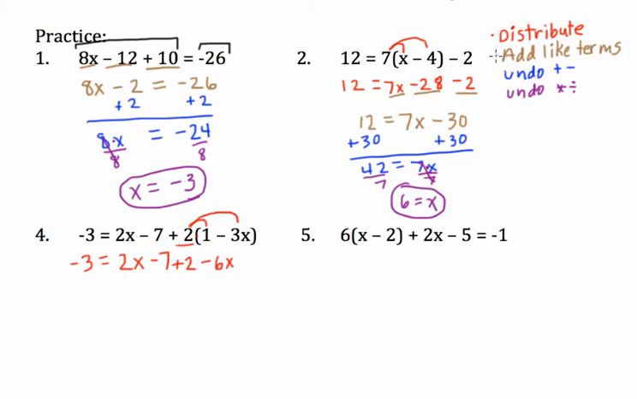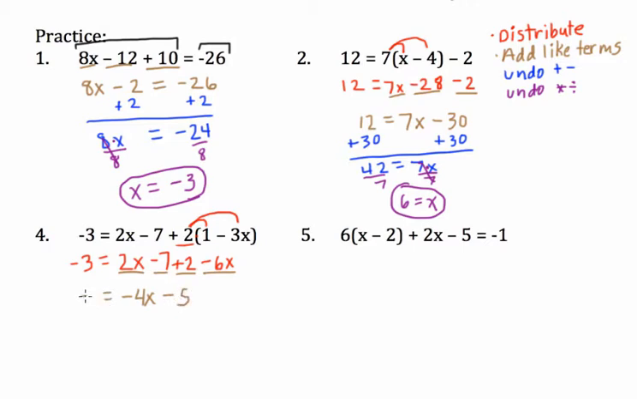Next, add your like terms. Remember, I'm only dealing with this expression on the right side of the equal sign. So I have a 2x and a negative 6x. Think money. You have $2, you lose 6, you're now 4 in the hole. So negative 4x. And then negative 7 and positive 2. Think money. You're in the hole 7, you win back 2, now you're only in the hole 5.